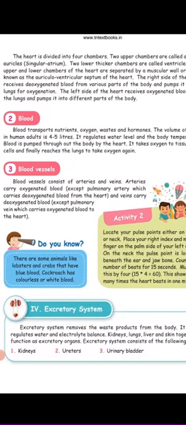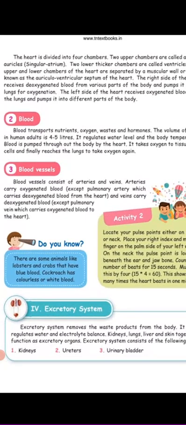So next, one more thing, capillaries. Capillaries are thin blood vessels which connect arteries and veins. What are they connecting? Arteries and veins are connected by capillaries.